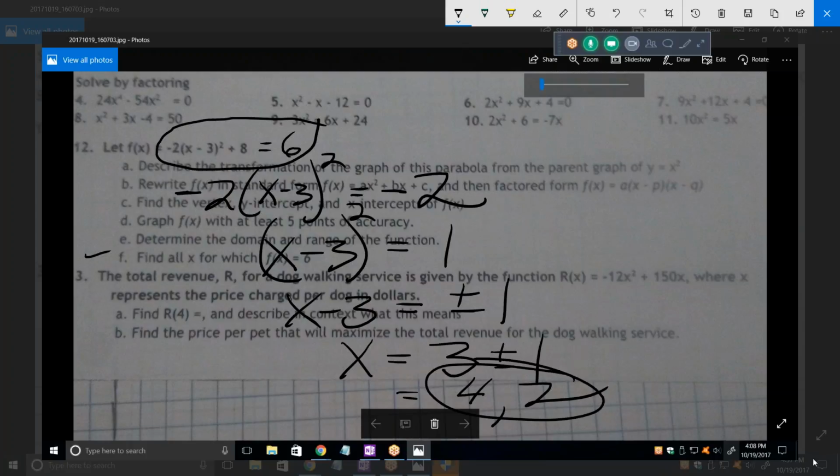Are those the same two answers we got for the x-intercepts? No, they weren't. It was a totally different question. When we were solving for the x-intercepts, f of x was equal to 0, not 6. So when they ask us what values of x make f of x 6, it's these two. 4 and 2 both do. I could substitute 4 for x or 2 for x, and that expression would equal 6.